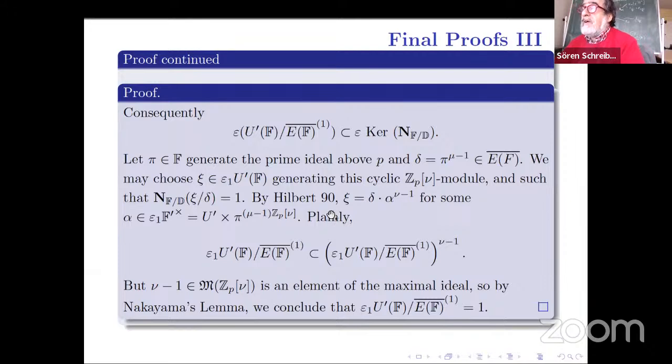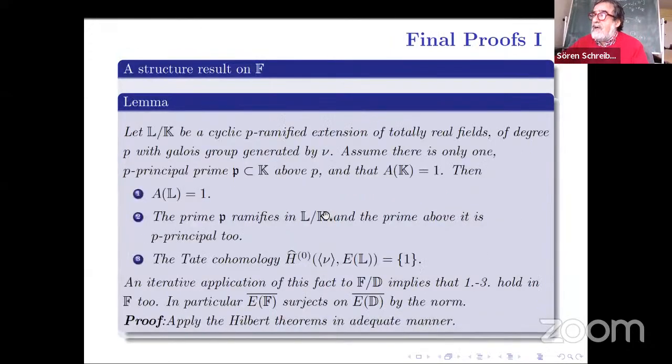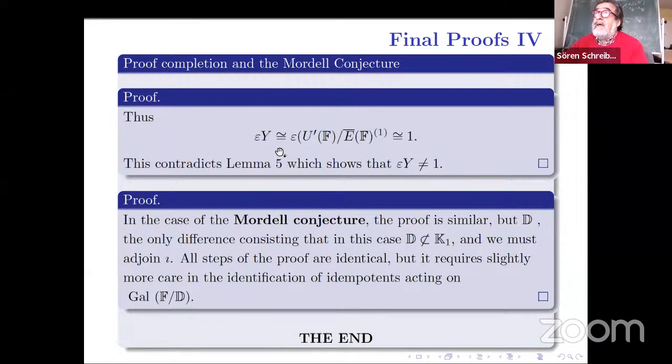Now, recall by class field theory that U prime F over E bar F is precisely the Galois group of the torsion part of the Galois group of the maximal p-abelian p-ramified extension of F. So in other words, what we have proved here is that this Galois group must be trivial, by local class field theory. But previously, we had shown that reflection and the splitting of the radicals force a p-ramified extension over F. And this is a contradiction which completes the proof.